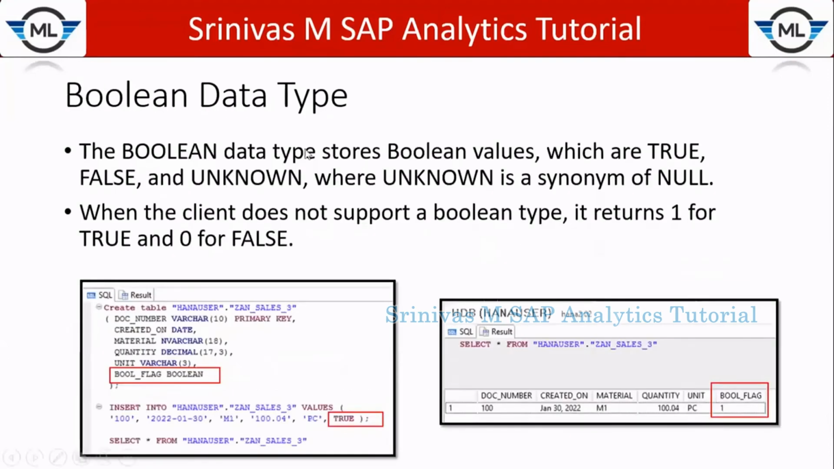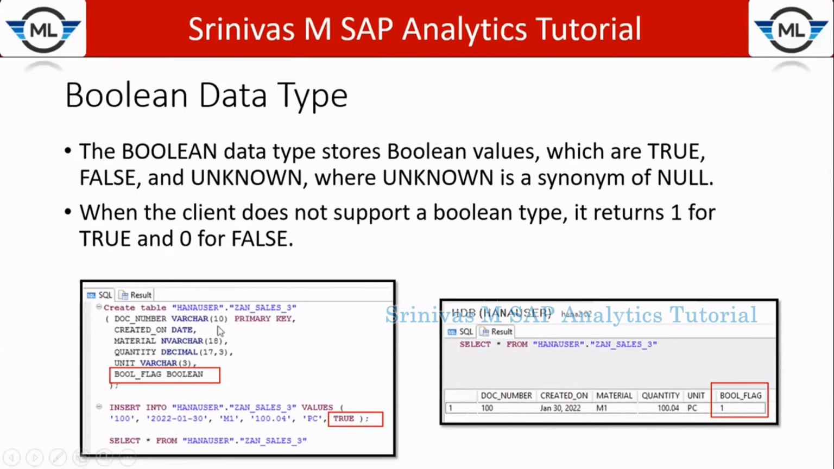Now we are going to the Boolean data type. What is Boolean data type? The Boolean data type stores the Boolean values which are true, false and unknown, where unknown is nothing but null. Boolean data type is nothing but true, false and null. When the client does not support Boolean type, it returns 1 for true and 0 for false.